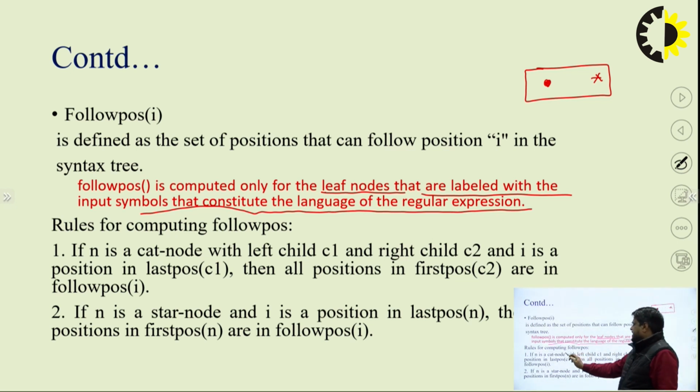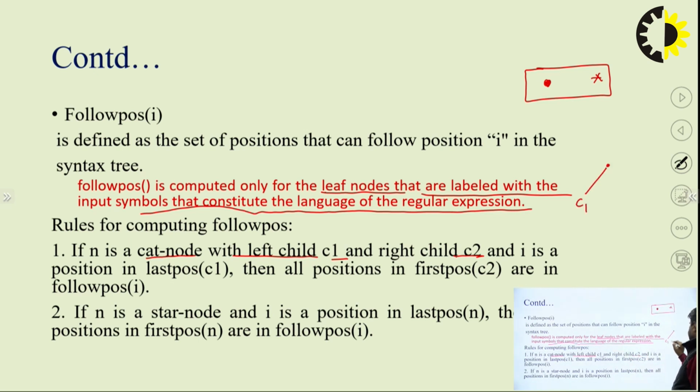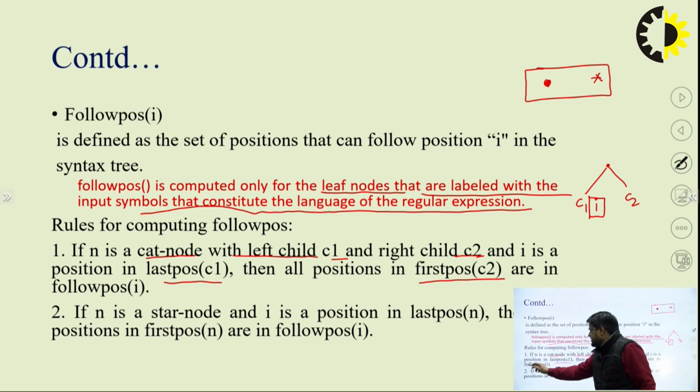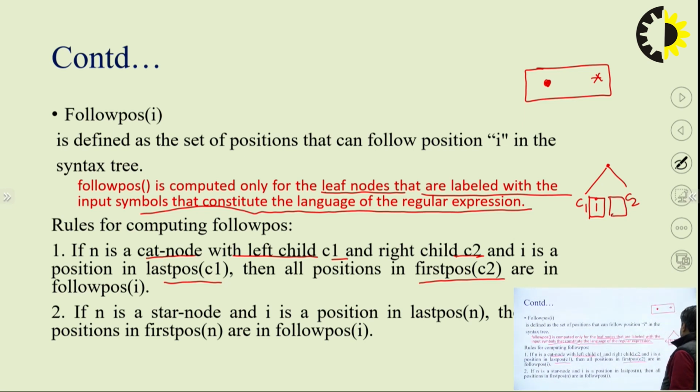If n is a concatenation node with left child C1 and right child C2, you can see C1, C2, and I is a position in the last position of C1, so if I is a member of this, then all positions in first of C2 are in the follow position of I. So all the positions in first of C2 will be in the follow position of I. It will contain all these values.